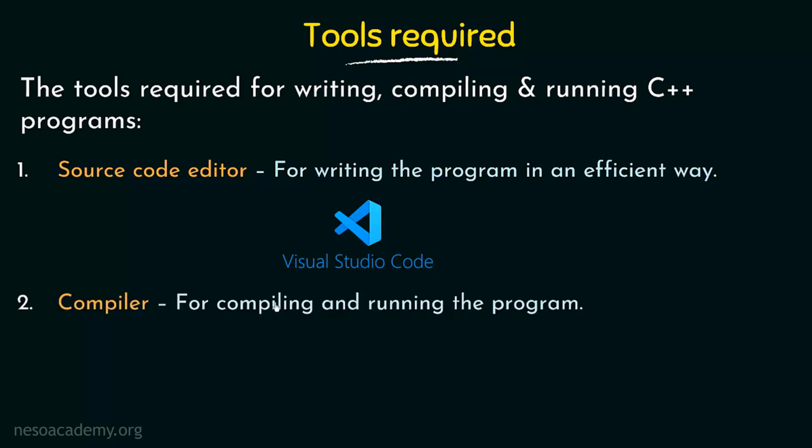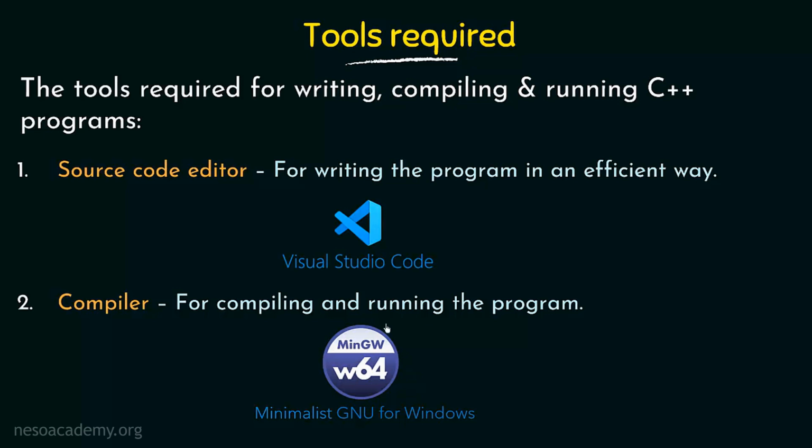Next, we need a compiler. The compiler is used for compiling and running the program. As I said, Visual Studio Code is not a compiler, but just a source code editor where you can write the code. For compiling and running, you need an actual compiler. For that also, we are going to use a simple one, known as Minimalist GNU for Windows, which is the MinGW compiler. Again, I will show you how to download and install this. Using these two, we will see how we can write our programs in this course.